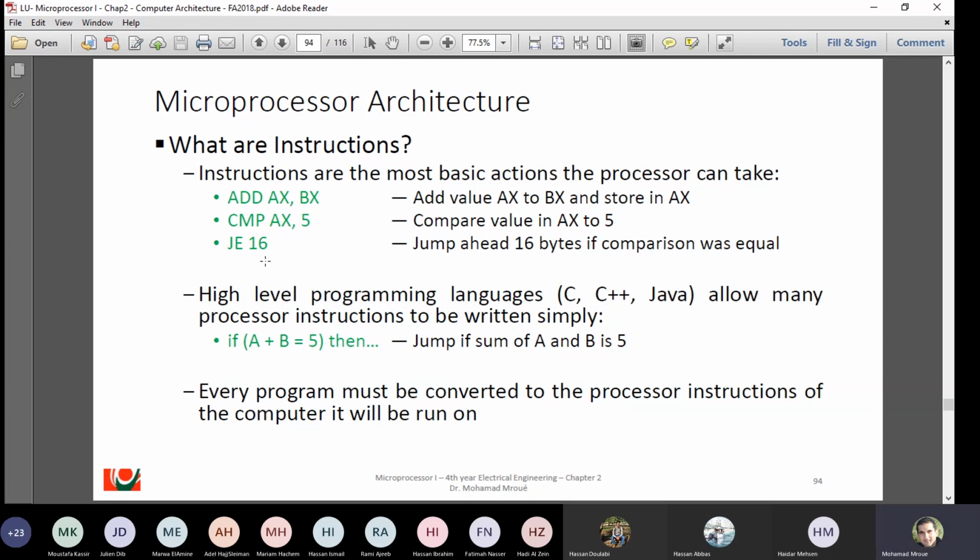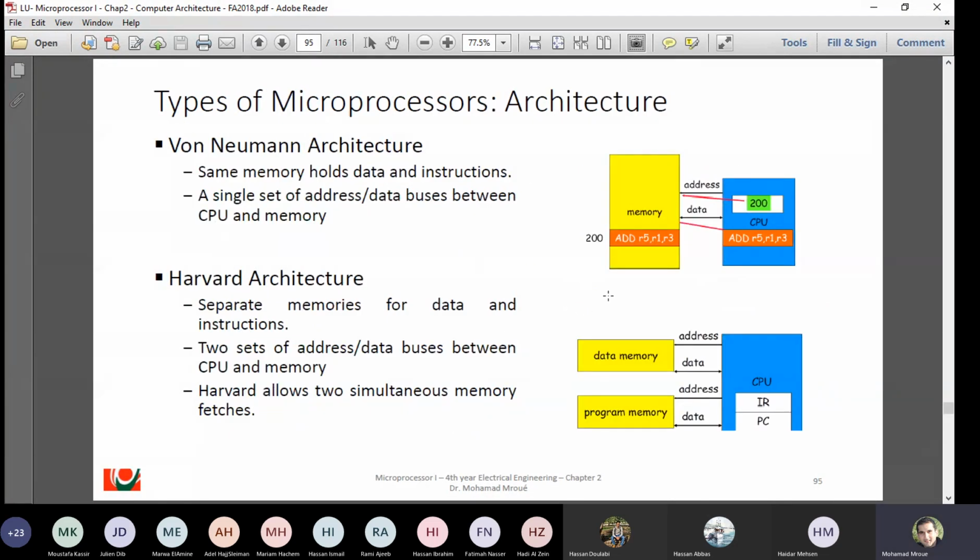Now, high-level programming languages like C, C++, Java allow many processor instructions to be written simply, and every program must be converted to the processor instructions of the computer it will be run on. Now, the types of microprocessors. In terms of architecture we have the von Neumann architecture and the Harvard architecture.